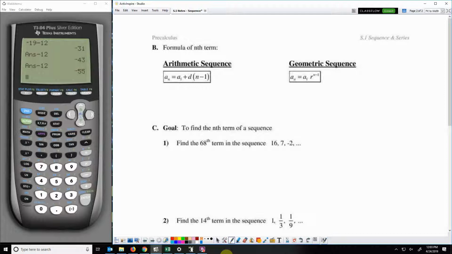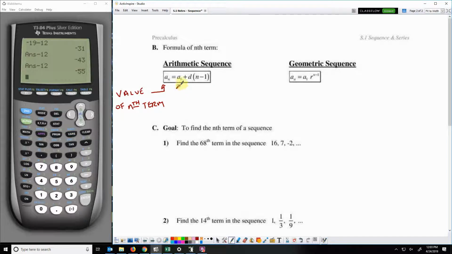So to find a particular term in an arithmetic sequence, a sub n, that means some particular term, equals the first term plus the common difference times n minus 1. So a sub n actually means the value of the nth term. So if we're talking about the 10th term, that would be a sub 10. It would be the value of the 10th term.